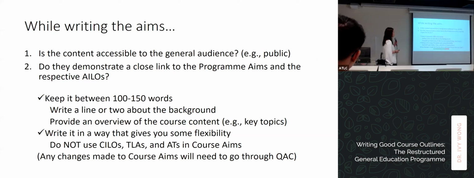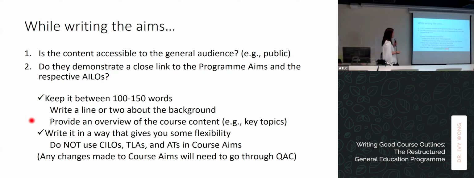So after you write it, you have to see if it echoes back to our program aims and the respective ILOs, which are the area intended learning outcomes. So if you're writing for area B, you can simply go back to area B. And we do have the GE checklist for your information. We prepared that for instructors.